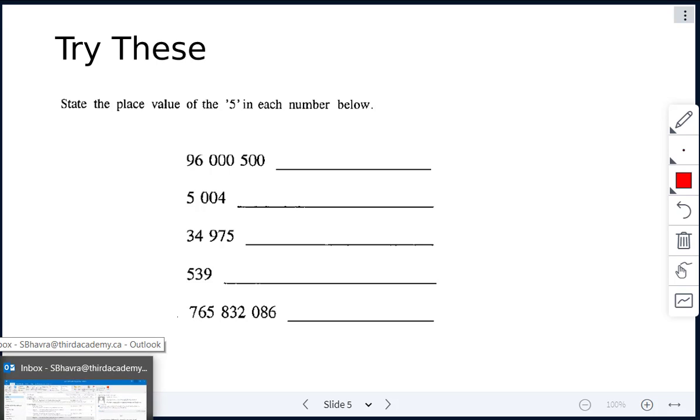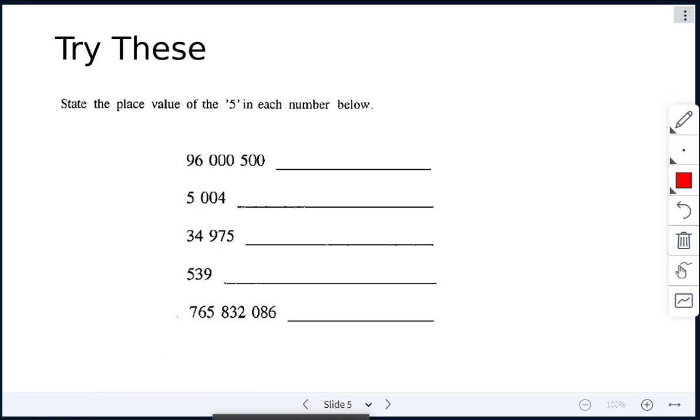All right, so let's go through our numbers, the place value of 5 in each of the numbers. So the first one here, there's our 5. It's in the hundreds place, so we're just going to say hundreds. Here, 5 is in the thousands place, so we'll say thousands. Here, the 5 is in our ones place. Here, the 5 is once again in the hundreds place. And the 5 is right here.